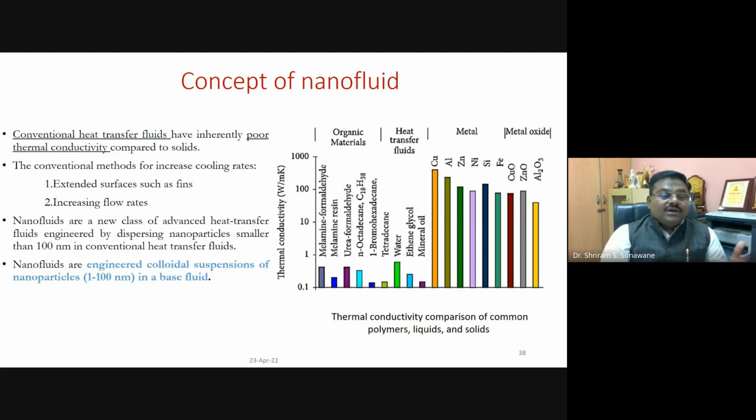That we know. In contrast to conventional heat transfer fluids, nanofluids are engineered colloidal suspensions of nanoparticles, in the range of 1 to 100 nanometers, in a base fluid, and it is called a nanofluid. Next.